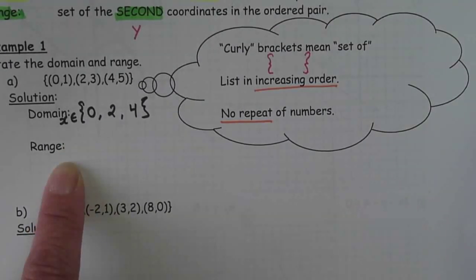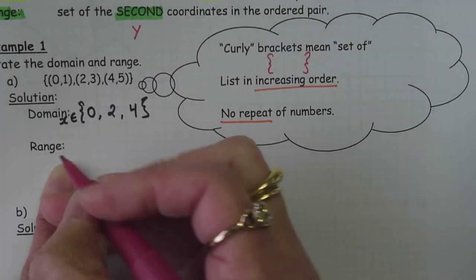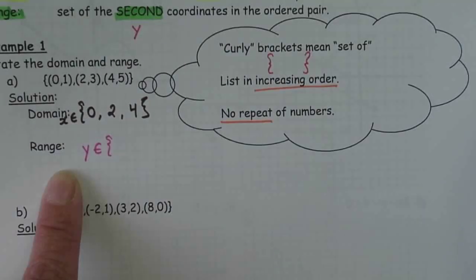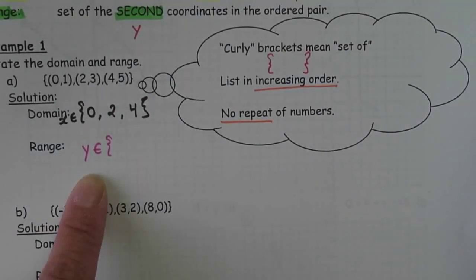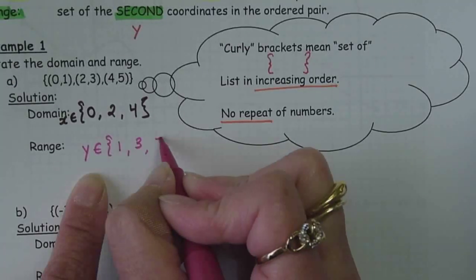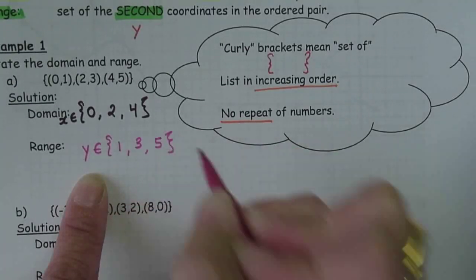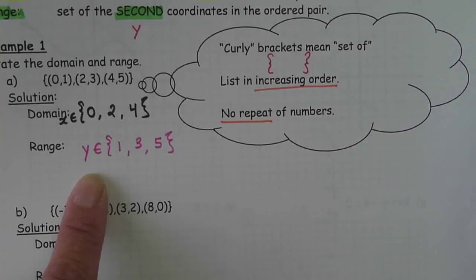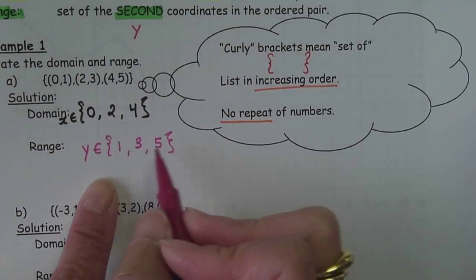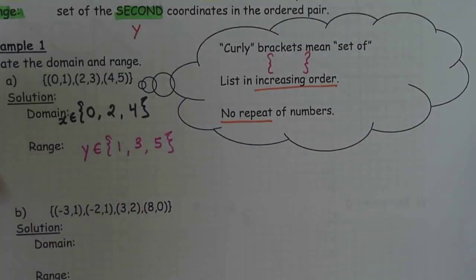Okay, so the range, we're going to try the range now, and we're going to say y is an element of, and it's just a set of points. Just a set of points. So you're going to say y is going to be, and it's 1, 3, and 5. Like that. 1, 3, and 5. Okay, and that's it. So you can see it's in increasing order, left to right on the number line, and no repeat. So let's try that again.